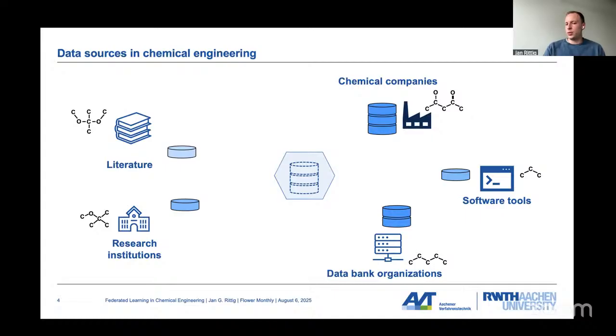So if we want to use it for machine learning, one approach would be to just collect all this data in a database. We can go to the literature, also to research institutions, and the data is openly available. But if we go to chemical companies, also to software tools and the private data bank organizations, the data is locked. They put a lot of effort and labor into actually obtaining this data from experiments, and they do not want to openly share it. So most of the data in chemical engineering is actually locked in data silos.